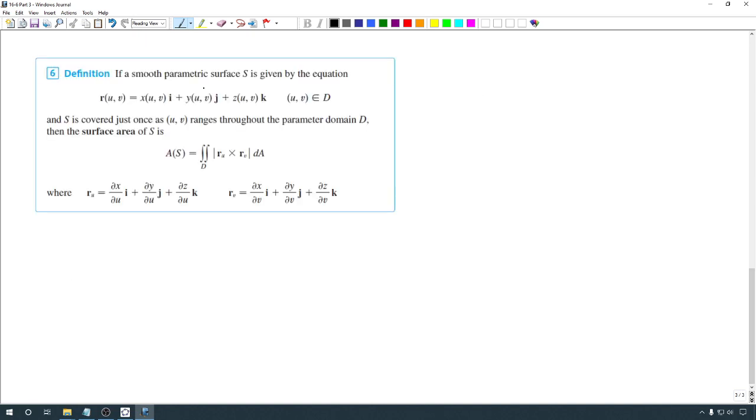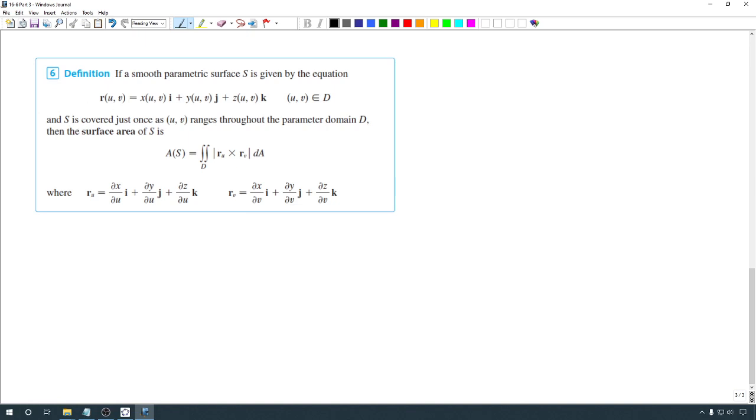So if we have a smooth parametric surface, remember, smooth here means that our cross product is never going to equal 0. That's actually important because that's going to say that none of our rectangles end up mapping to some area in our surface that is 0, whereas it came from a rectangle that didn't have area of 0.